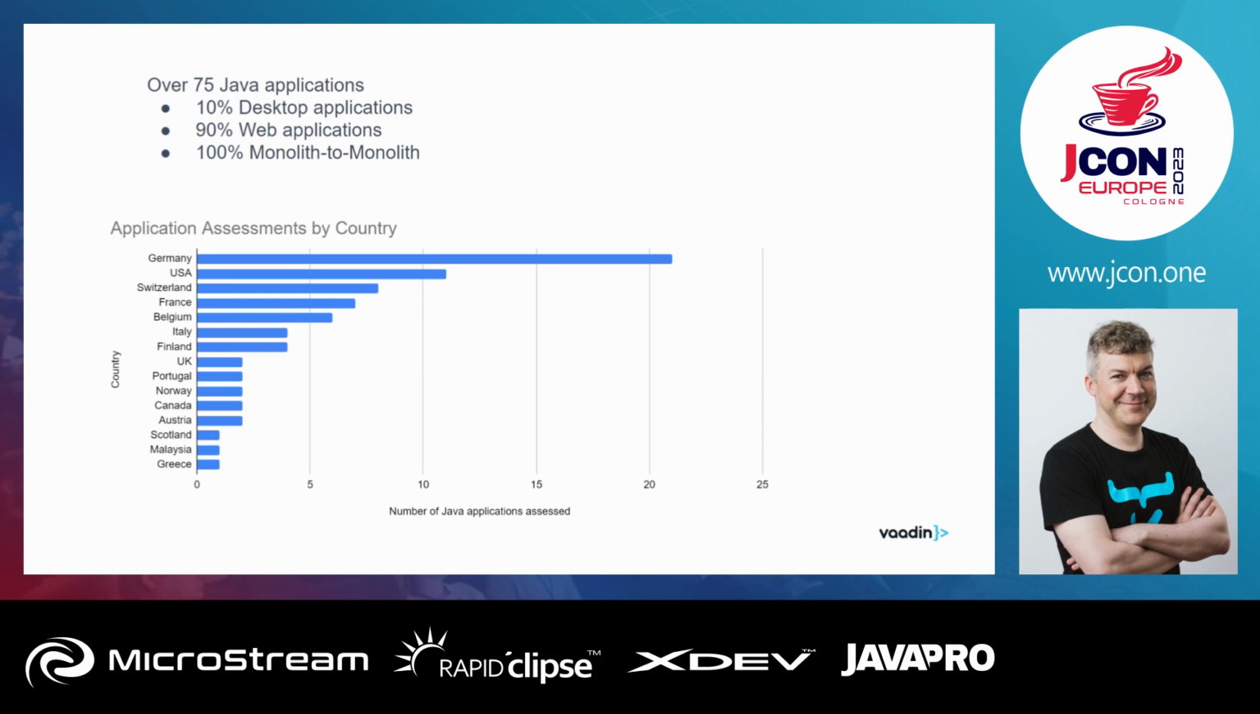10% of these were desktop applications. And really, the objective there was to simply web-enable these applications. So we're talking about desktop Java. And all of these were monolith to monolith. So these were very simple technical transformations that the companies were aiming to achieve with their modernization. They were not looking to split these up into pieces.